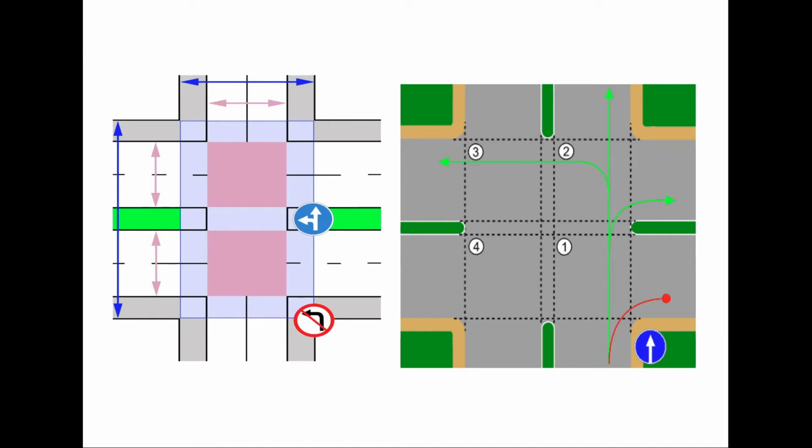Second picture. How many crossroads do we have here? 1. Also 1. Also 1, yeah. And carriageway crossing areas, it's not very difficult to understand how many there are. 4. 4, yeah. 4 carriageway crossing areas.